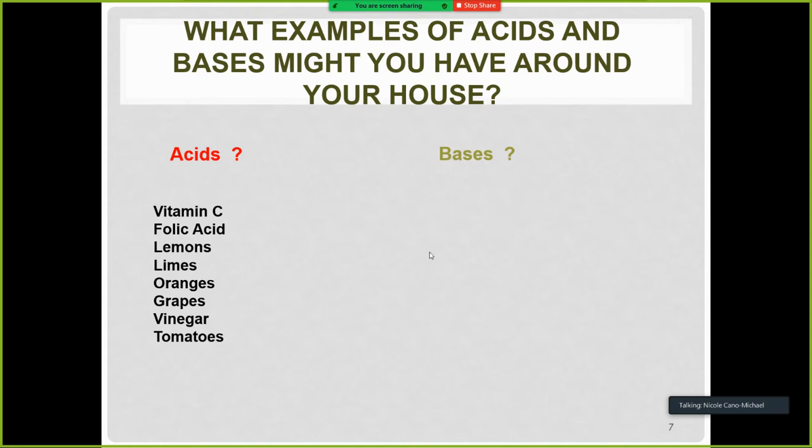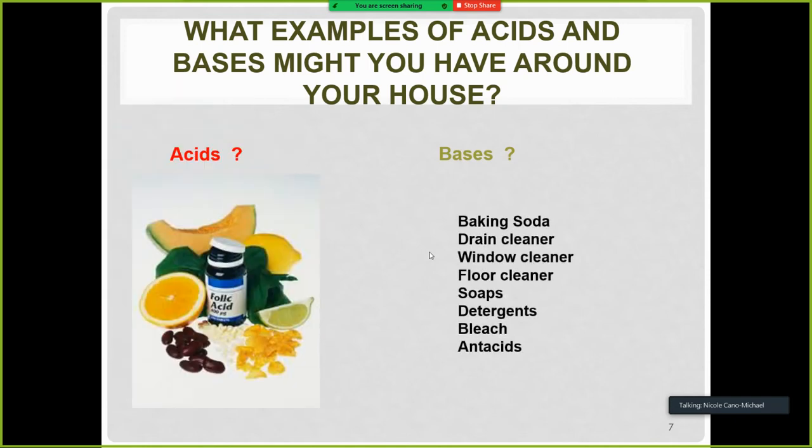Lemons, limes, oranges, grapes, vinegar, tomatoes, these are all common acids that you probably have around the house. Bases that you probably have around your house: baking soda, drain cleaner, window cleaner, floor cleaner, pretty much any cleaner.